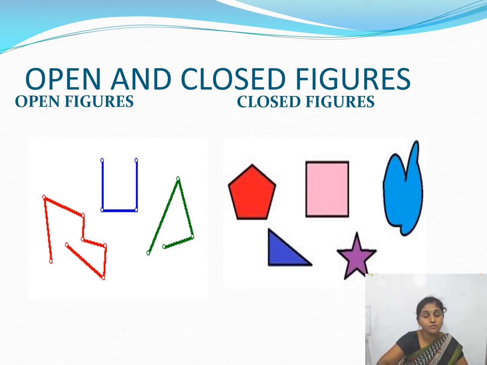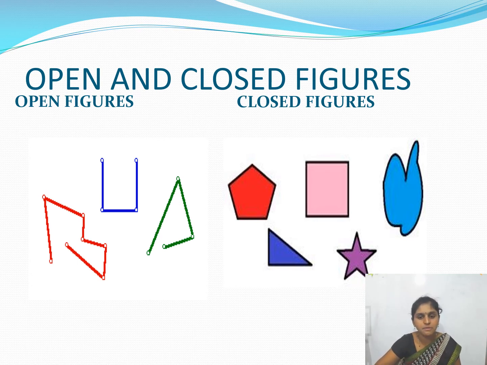So already I explained what you mean by open figure. Yes, very good. Open figure means starting point and end point both are different. Closed figure means starting and end point both are same. That type of figures we call closed figures. If the starting point and end point are different, we call them open figures.